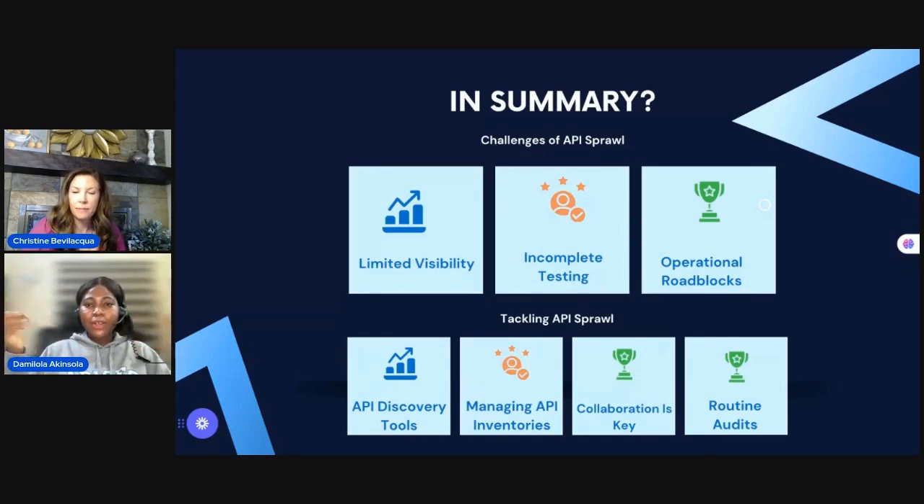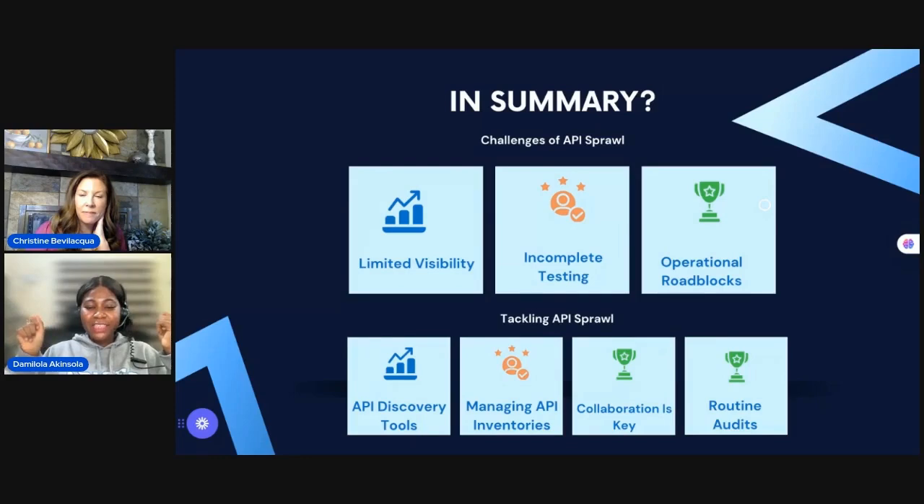If your API documentation or your API inventory is not accurate, then you're not going to be completely testing all your APIs, right? Because you're definitely going to be missing some out. So this is also a very big challenge that comes with API sprawl. You're not completely testing everything you have in your APIs. Then operational roadblocks: we saw how challenging it can be for pen testers, how frustrating and emotionally draining it can be to work in an environment that has API sprawl.